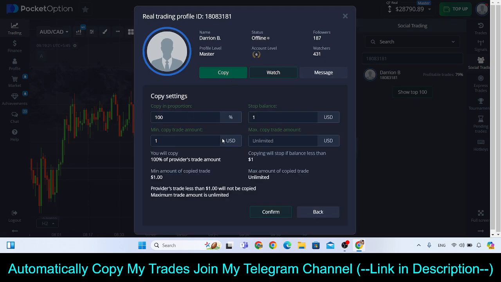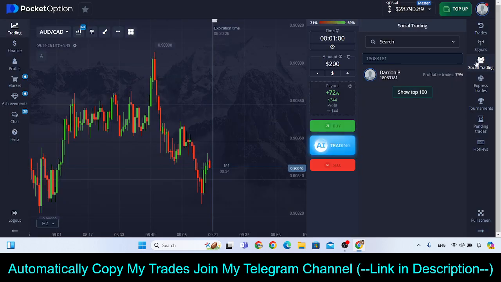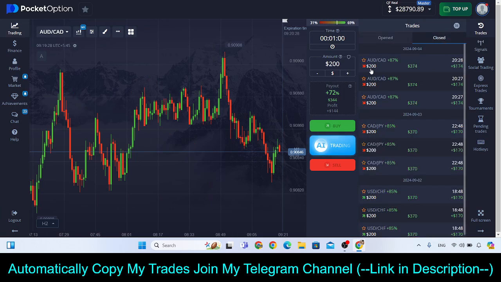Now you will see these 4 boxes. Now see, if you have noticed previously, I only make $200 trade in each trade. So that means if you copy 100% of my trade, then you will be copying $200 per trade in your account. So if you copy 1%, then 1% of $200 is $2. So you need to understand that.